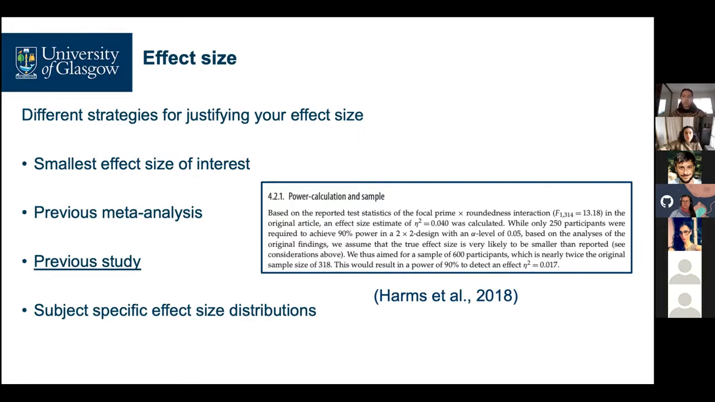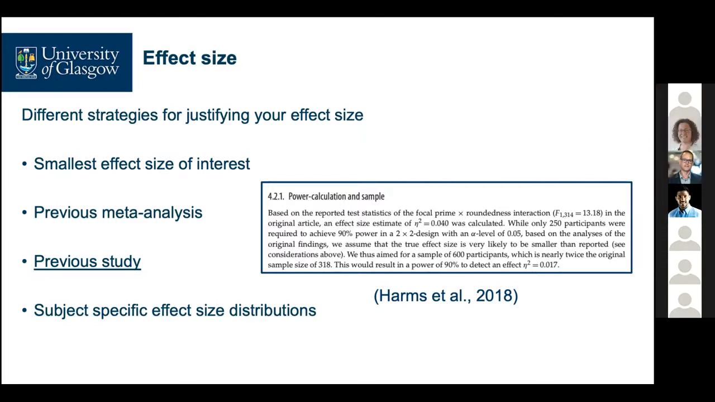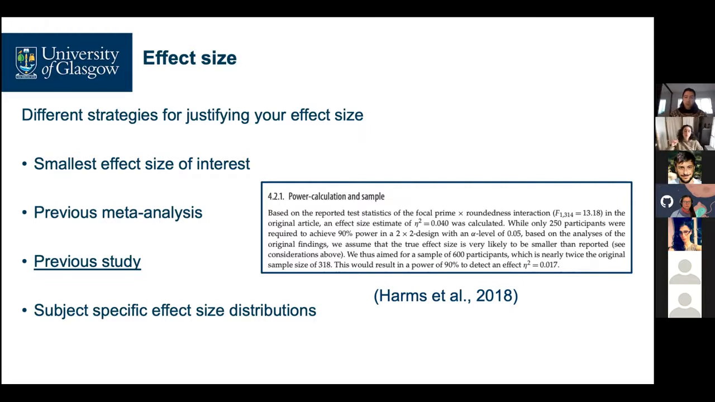This is also quite a nice example using this smallest effect size approach, where rather than just using the effect size that they observed, they overcompensated and almost doubled the precision they were aiming for. In the original study, they say they had an effect of eta squared equals 0.04, so 4% of the variance. They were looking for 90% power, and they would need 250 participants, but they wanted to overcompensate here.